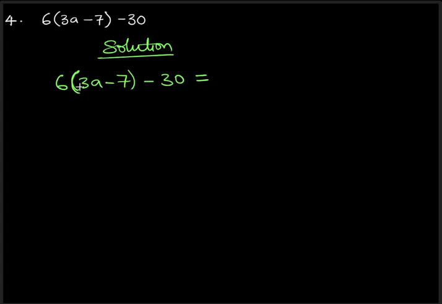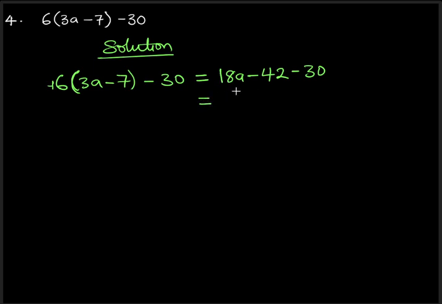Okay, so let's see. So plus is here, for this plus 6 and plus 3a, that will give us 18a. Then this is plus times minus, minus 6 times 7 is 42, and then we have minus 30. 6 is not multiplying the minus 30. Please take note of that.